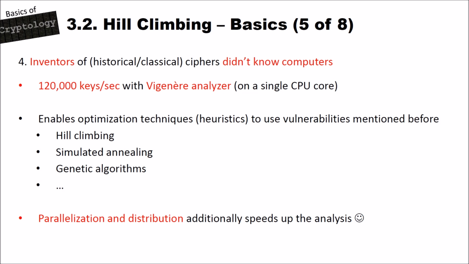And another neat thing is that we can also use parallelization and distribution to additionally speed up our analysis. For instance, instead of using only a single CPU core, with modern computers we can use 4 or 8, or with big servers we can even use more. And with distribution I mean that we can use clusters. Instead of only using 1 PC, we could use 10 or 100 or 1000 PCs. And this also increases our analysis speed.